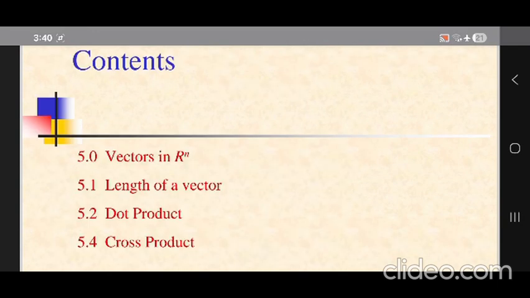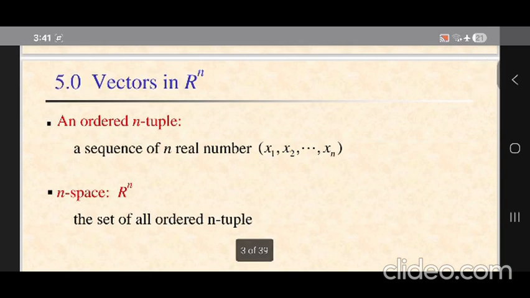Condense vectors in R power n: length of a vector, dot product, cross product. Vectors in R power n: an ordered n-tuple, a sequence of n real numbers h1, h2, etc., hn. Taken n real number values are given there. Then n-space means R power n. Thus R power n is the set of all elements in this n-tuple form.